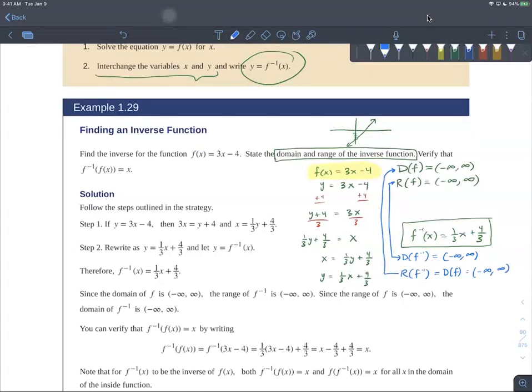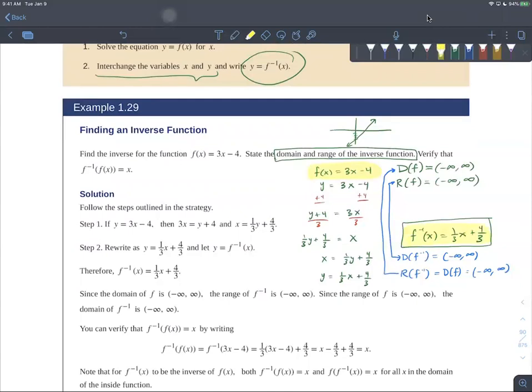Now, of course, we could have just seen that as well because this is another linear function. It has a positive slope. The domain of these linear functions is generally all real numbers, -infinity to +infinity. And then the range, since it has a positive slope, would end up also being -infinity to +infinity. We could just determine that just by thinking about the function.